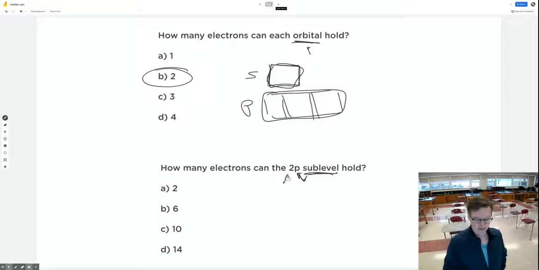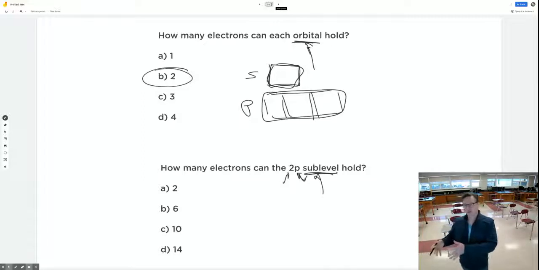And then the big numbers here are the energy levels. Each energy level is made of different sublevels. Different sublevels are made of different orbitals. So it kind of breaks it down that way. You can have multiple orbitals that make a sublevel and multiple sublevels that make an energy level.